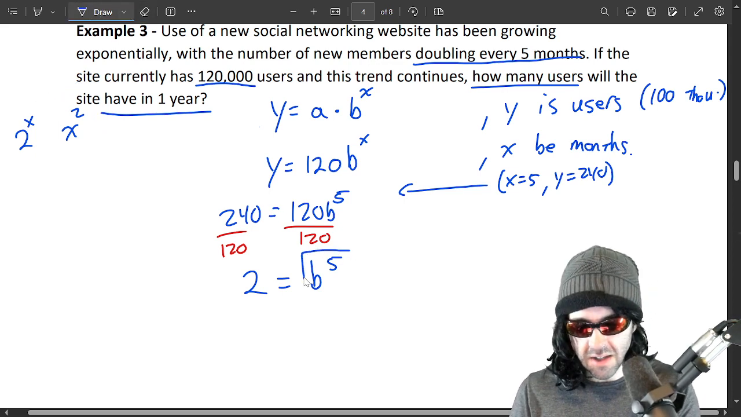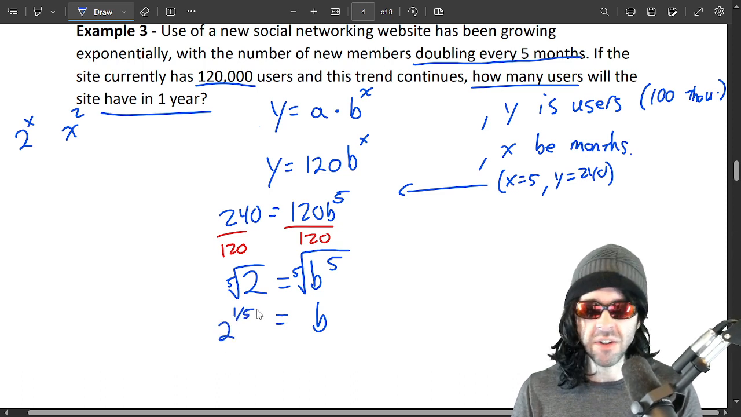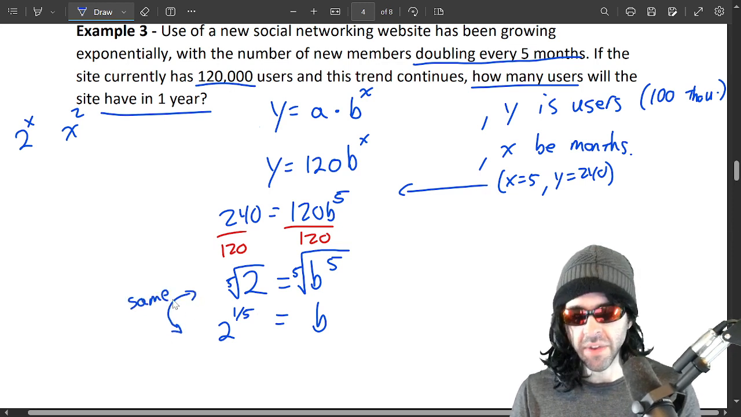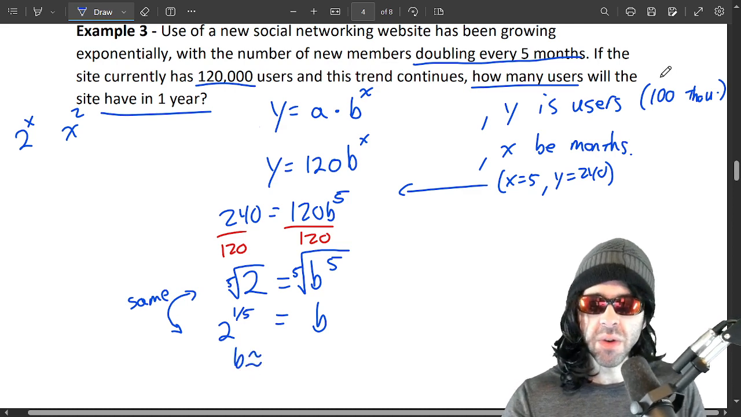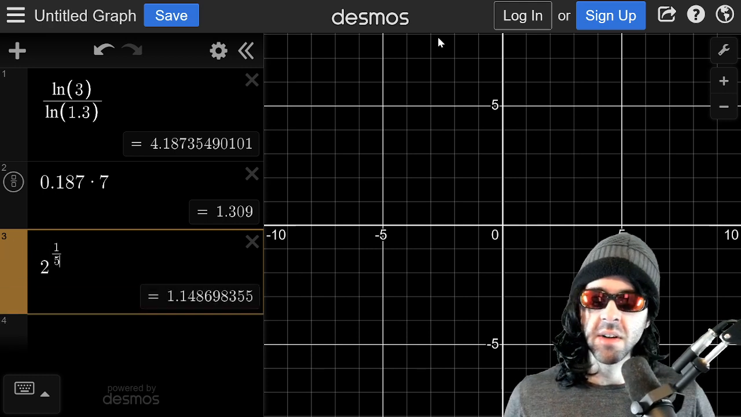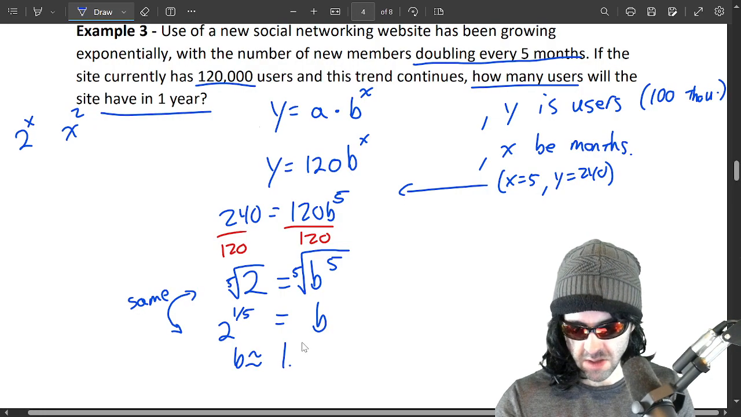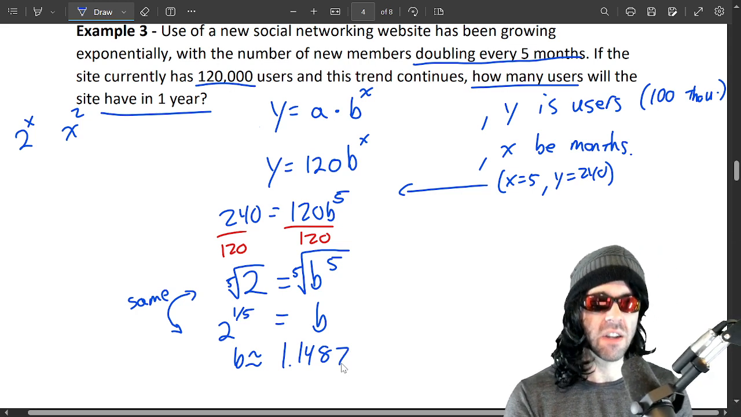And the way to solve this is to take the 5th root of both sides. So b is actually the 5th root of 2, which is the same as an exponent of 1/5. It's your preference. Either one of these mean the same thing. Let's find our b value. What is the 5th root of 2? About 1.1487. Make sure to include at least 4 or 5 significant figures here.